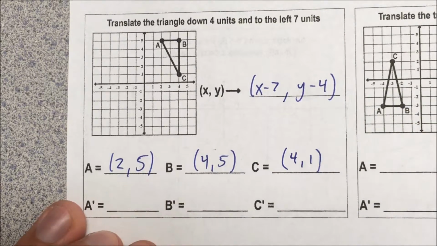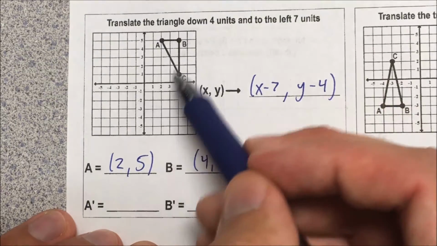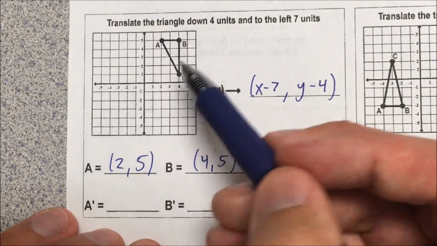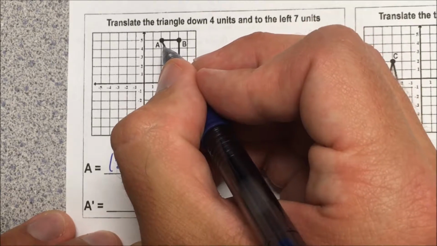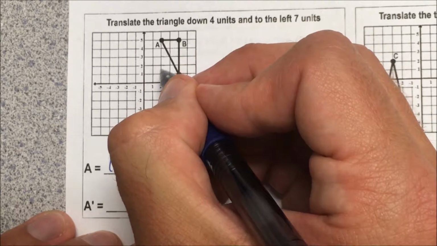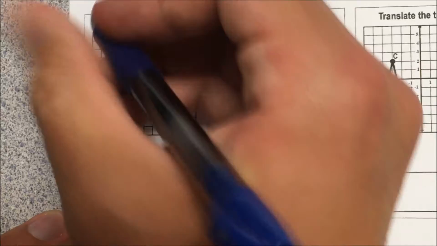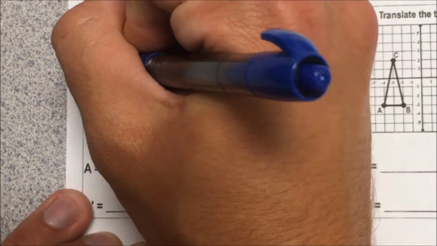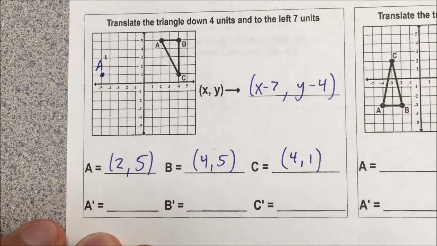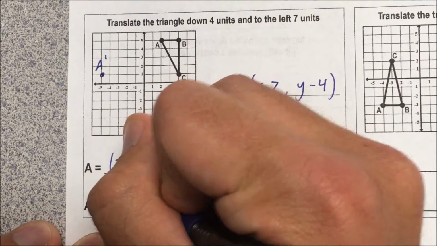All right, there's a couple different ways you can go about this. One is you can just look at the graph. You're not always given the graph, but if you're given a graph, you could do it this way. You could say, all right, I'm going to take A and I'm going to go down 4 and left 7. 1, 2, 3, 4, and left 7 would be right here. So that's where A prime would be. And that is at negative 5, 1.